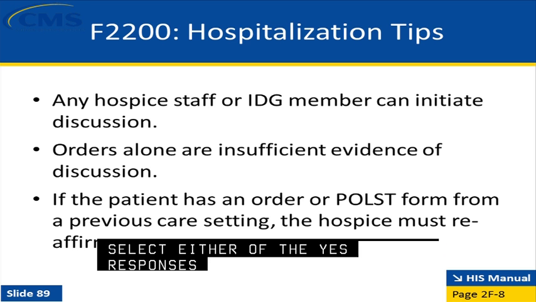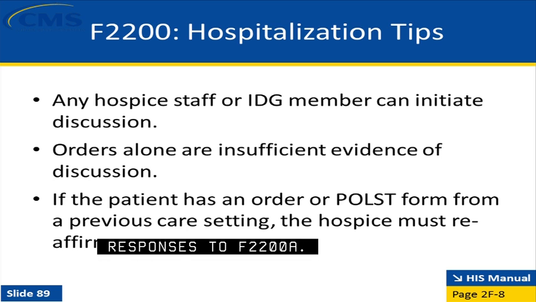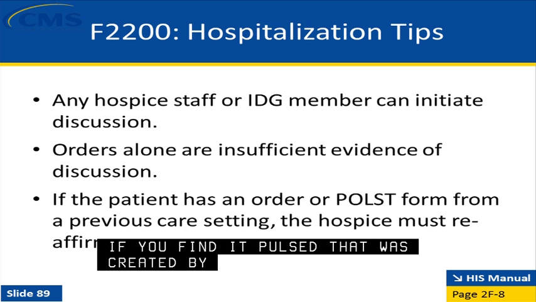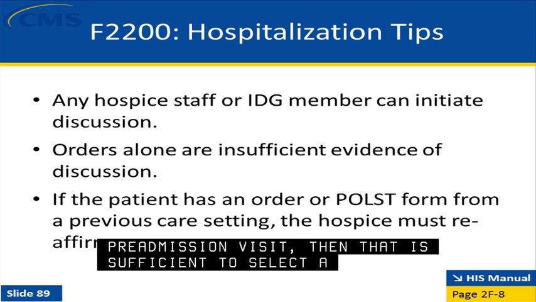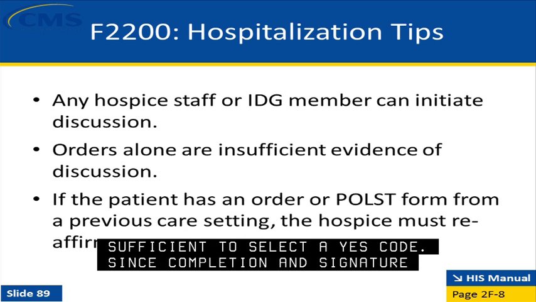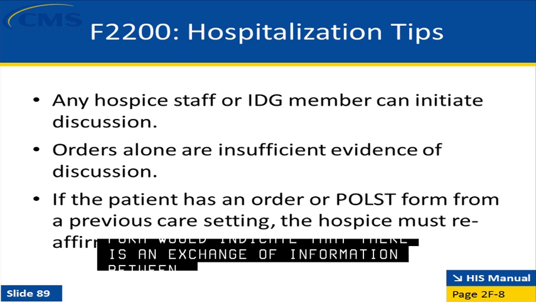If you find a POLST that was completed by the hospice and the patient after admission, or even during a pre-admission visit, then that is sufficient to select one of the yes codes, since completion and signature on a document such as the POLST or MOST or other similar form would indicate that there is an exchange of information between the hospice and the patient and/or their responsible party.